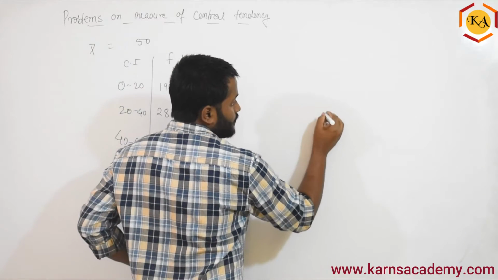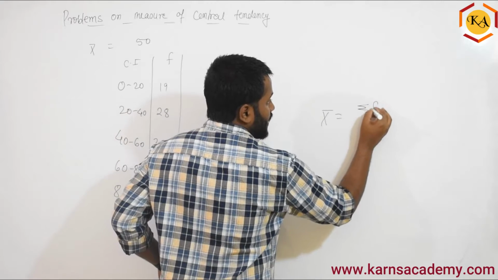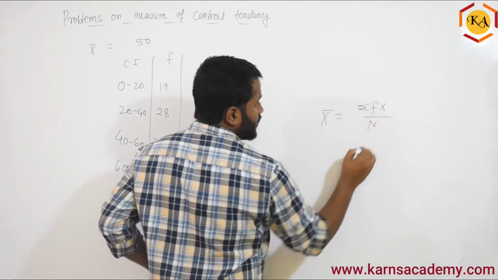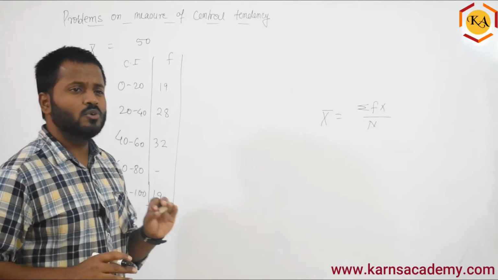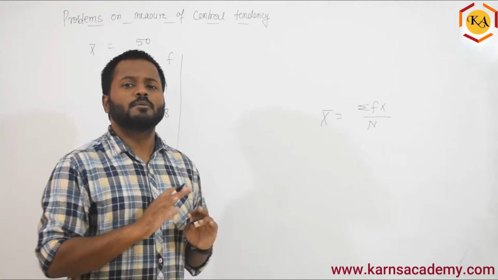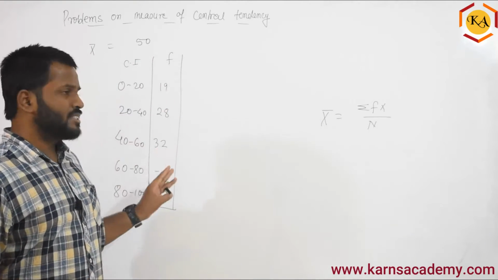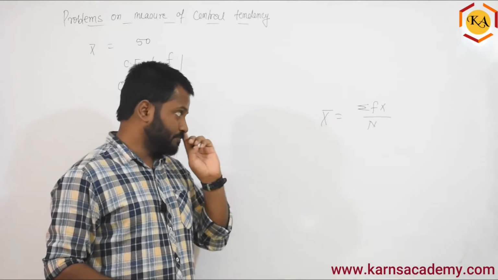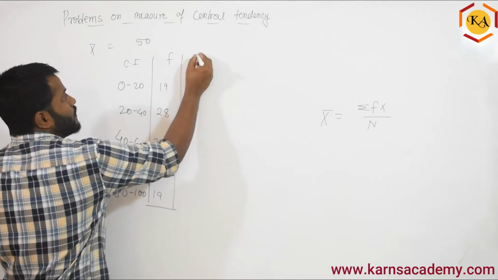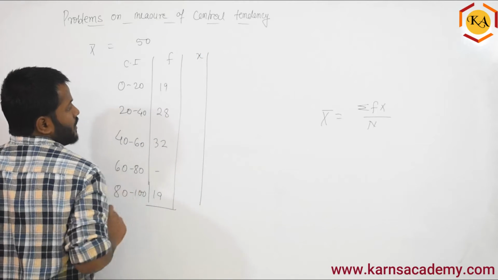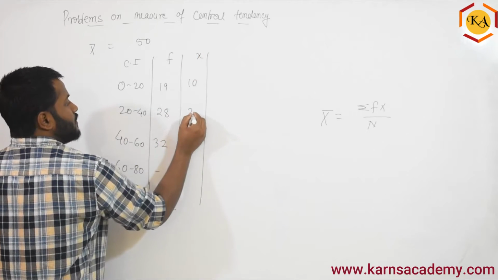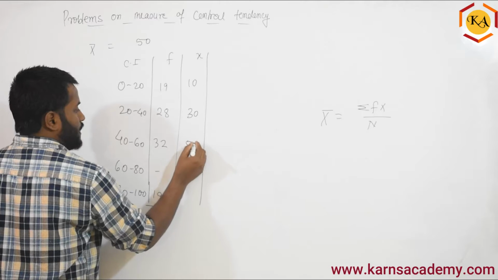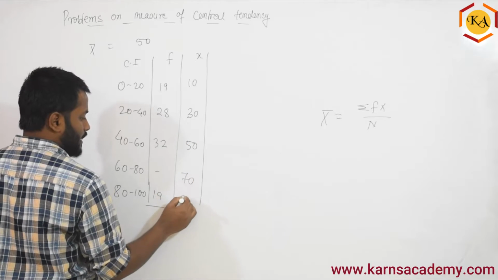So we know that mean is equal to summation fx by capital N. We are using the normal direct method, no need to go for step deviation and all these things. It will become too confusing. So whenever they have a missing frequency problem, just use the normal direct formula. Now first thing, let's find out x. That is 10, 30, 50, 70 and 90.